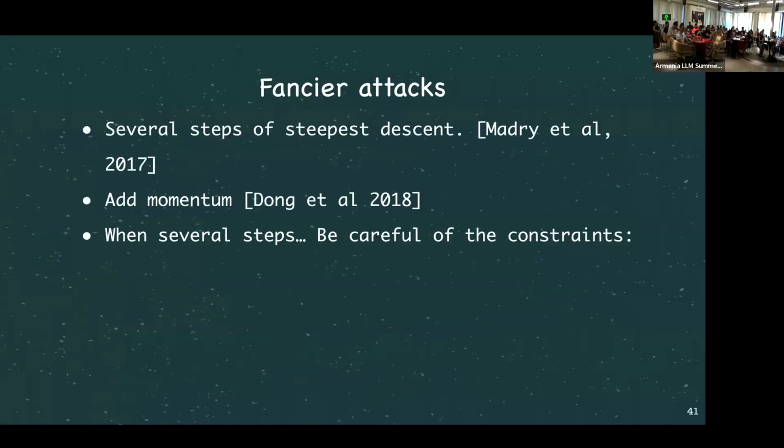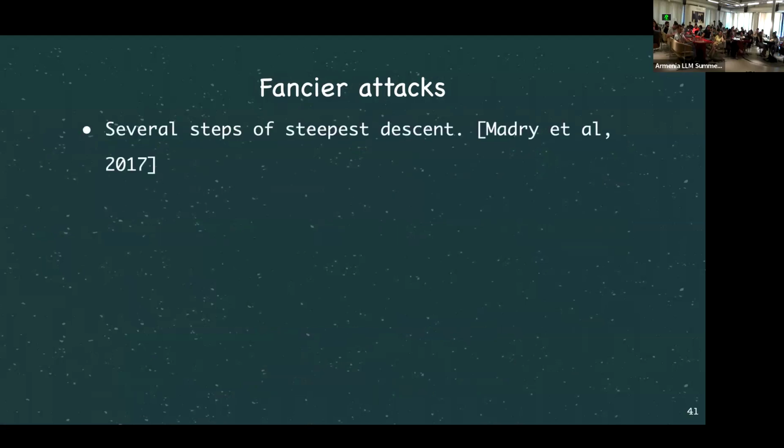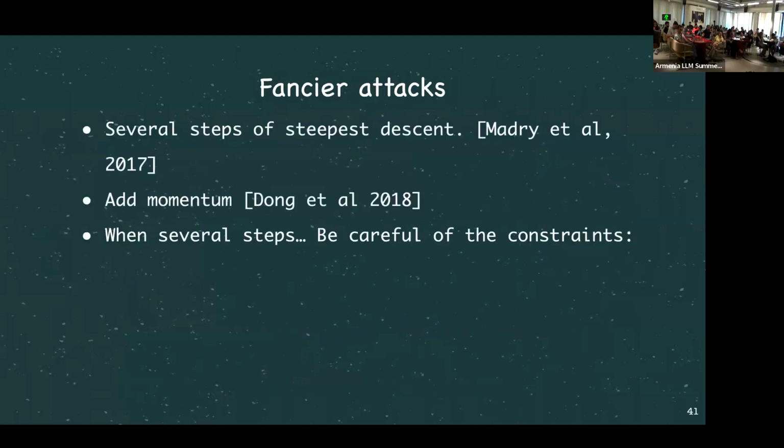So yeah, then you can do some fancier stuff. You can do several steps. You can add momentum. And there are some funny things, like when you start to do several steps, you want to be epsilon close, but you also want to be, there's a word, you want to be a valid image.